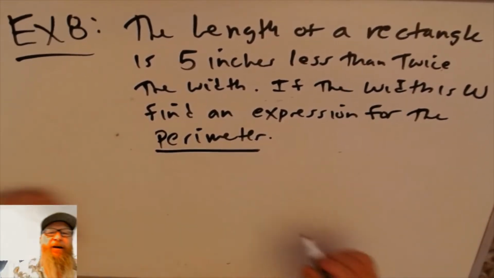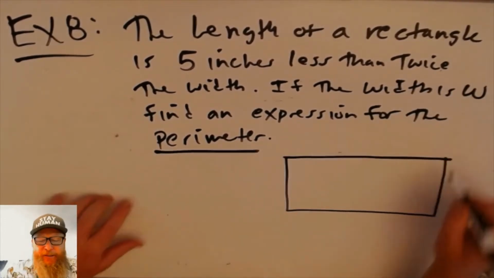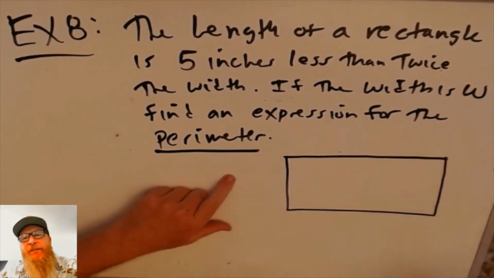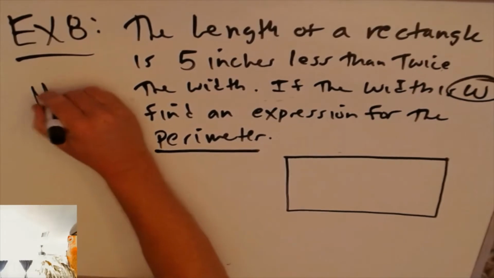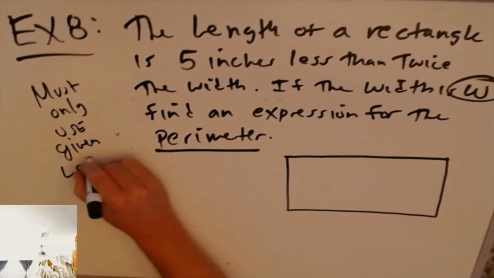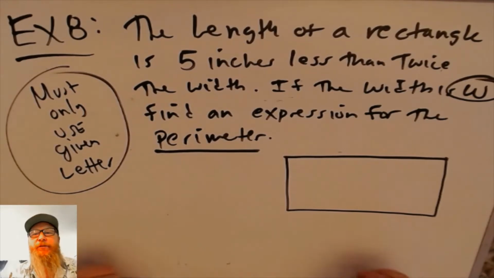It's getting a little tougher now. We did talk about perimeter before. Remember what perimeter means? Peri, outside, meter, measure. So we're going to measure the outside. Now, I don't want to use the letter L. I can only use the letter W. So you must only use the given letter. There's no P's, can't have a P, can't have an L. You just want to have W's.